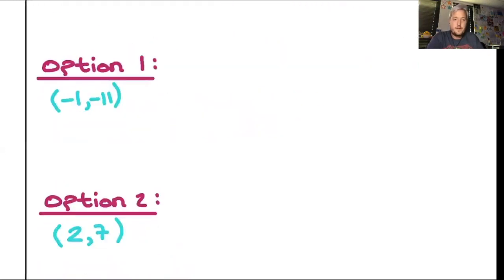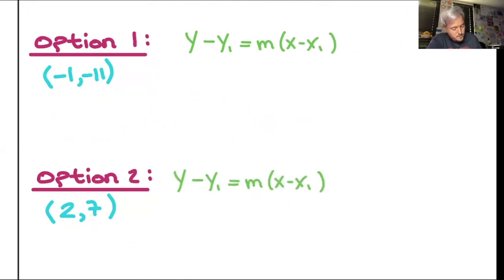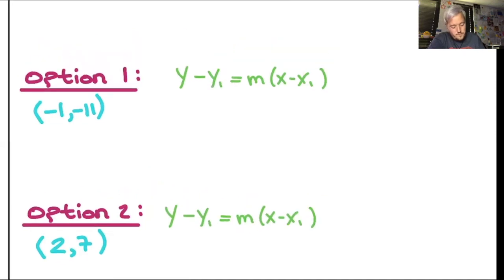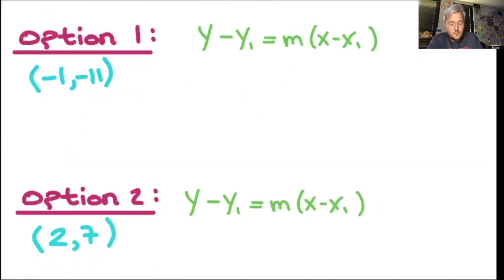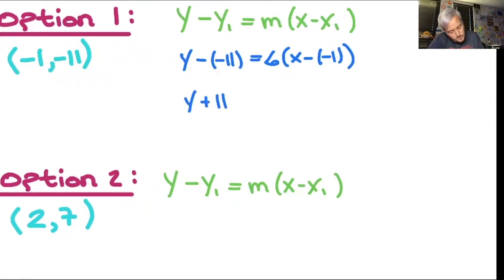All right, so same idea down here. I have two different options. I can use either one of those points. It doesn't matter. So I'm going to start with y minus y1 equals m times x minus x1 for both. So I'm actually going to copy and paste this down here. All right, so I know my slope is positive 6, so I'm going to plug it in. So y minus negative 11 equals positive 6, parentheses, x minus negative 1. All right, so now we got to simplify. So y plus 11 equals 6, parentheses, x plus 1. So there is our first equation.